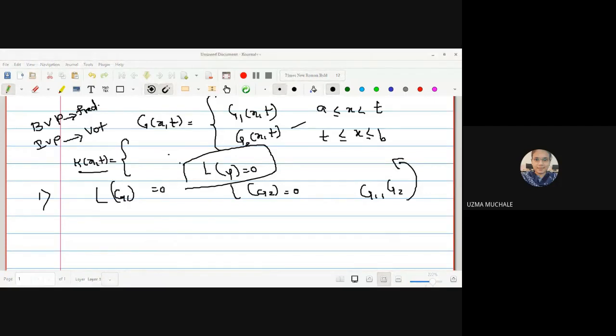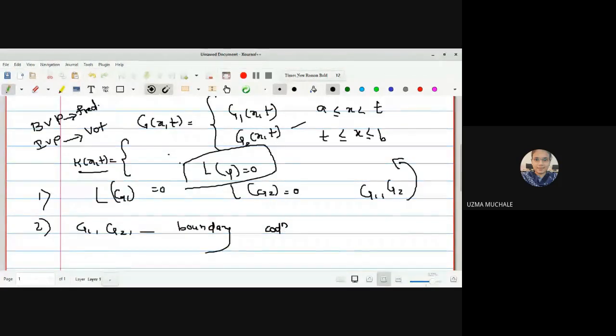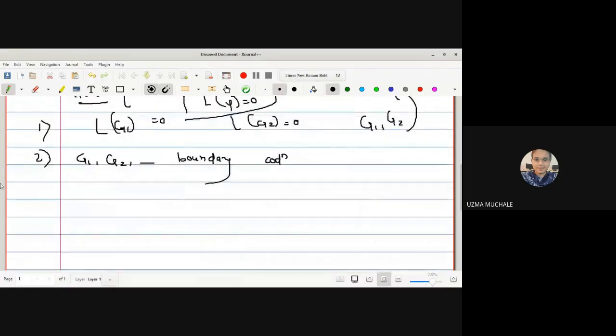The next one is that g1 satisfies one boundary condition and g2 satisfies the other boundary condition. Whatever the corresponding boundary conditions are, g1 and g2 must satisfy them. They are solutions. Next, the function g of x,t must be continuous at x equal to t.